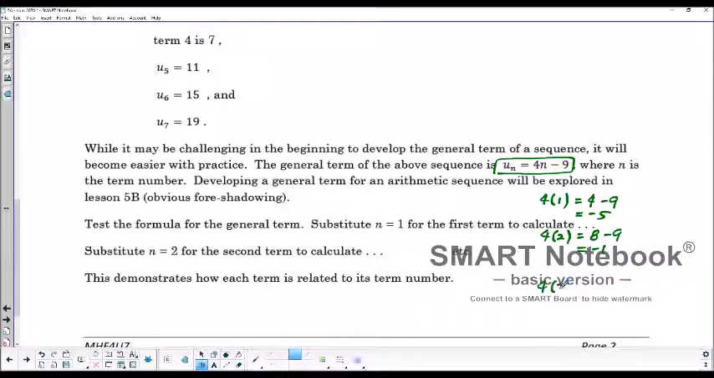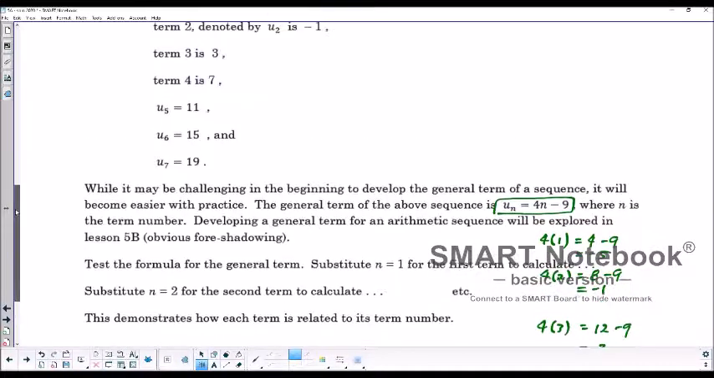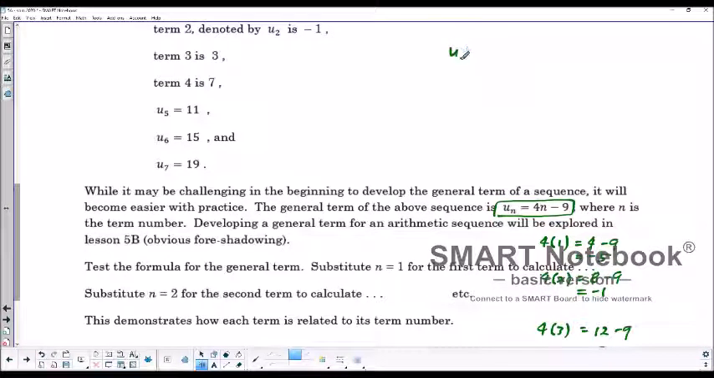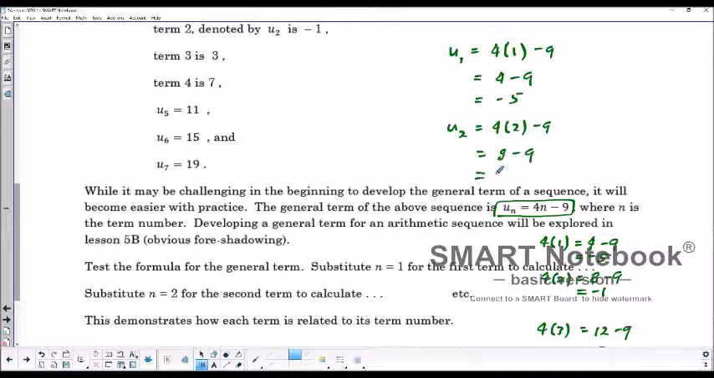4 times 3 is 12, minus 9 is 3. Now, I have to apologize. This is not the correct format of doing this. I should be saying u sub 1 is 4 times 1 minus 9. I should be writing the whole expression out. So sorry for my laziness. And that gives us -5. U sub 2 is 4 times 2 minus 9, which gives us 8 minus 9, which is -1.